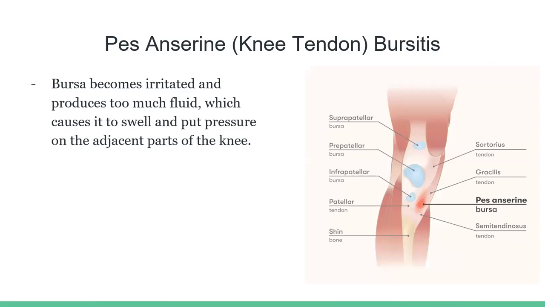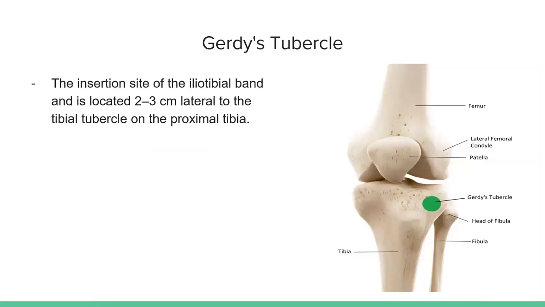All right, and we have here the bursitis, also known as the pes anserine. So pretty much the bursa becomes irritated right there where it's red, and it produces way too much fluid, which causes it to swell up and put pressure on the adjacent part of the knee. And we have the Gerdy's tubercle. The insertion site of the IT band is located 2 to 3 centimeters lateral to the tibial tubercle on the proximal tibia.